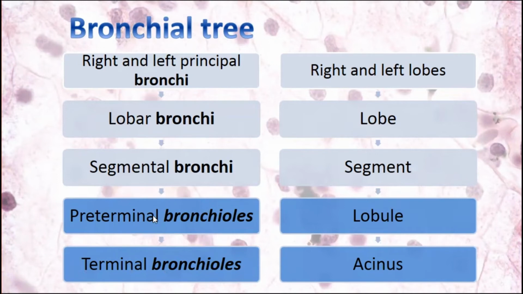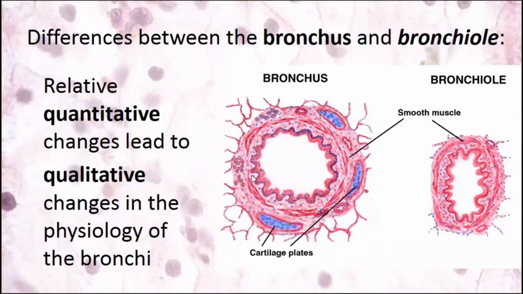So why do we call some structures bronchioles and some structures bronchi? What is the difference between bronchus and bronchiole? So relative quantitative changes in bronchi, which we already know, at some moment lead to qualitative changes in the structure and physiology of the bronchi, and at some moment the smallest bronchi are called bronchioles because qualitative changes occur in the smallest bronchi.